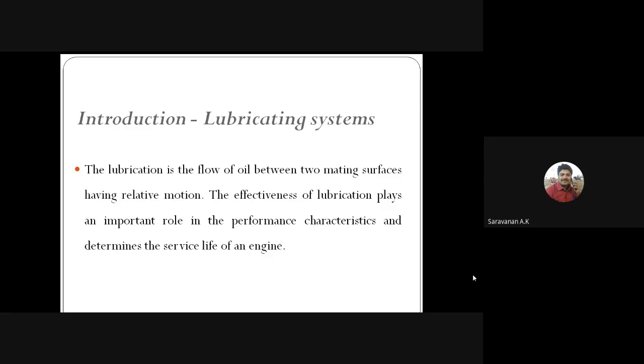So we have to introduce some lubrication terms, right? So that we have to see. The lubrication system is a very important one, right?